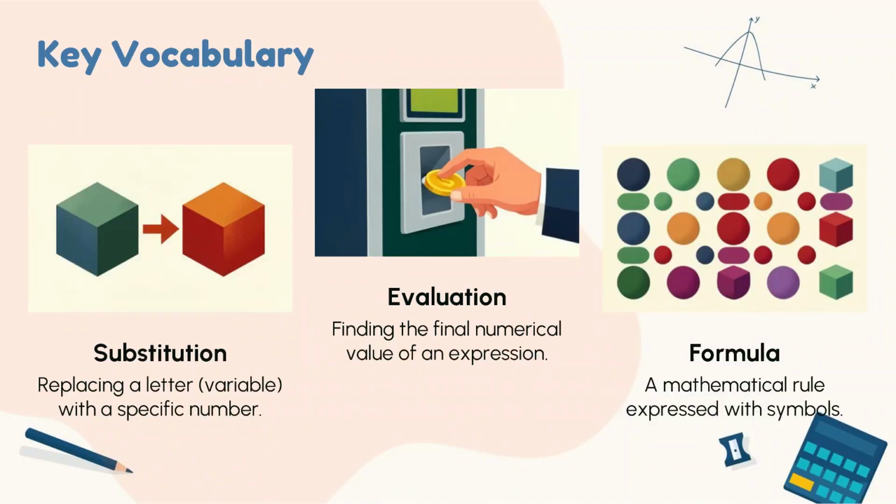Let's begin with the key vocabulary. Substitution means replacing a letter or variable with a specific number. Evaluation means finding the final numerical value of an expression. A formula is a mathematical rule written using symbols. For example, the formula for the area of a rectangle is area equals length times width. When we substitute values into a formula, we can calculate a real answer.